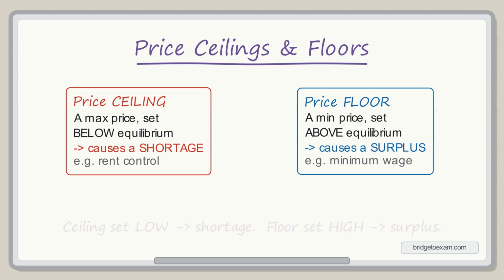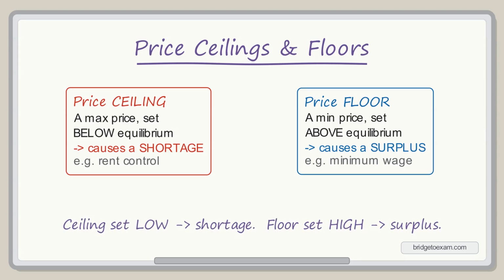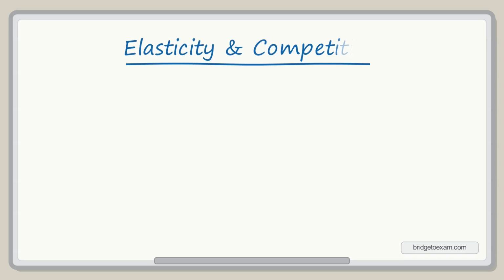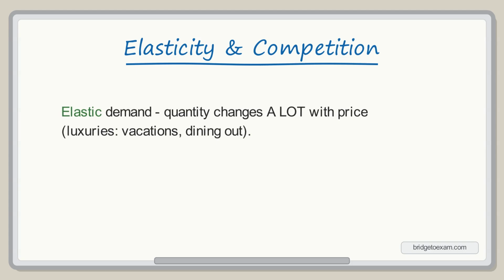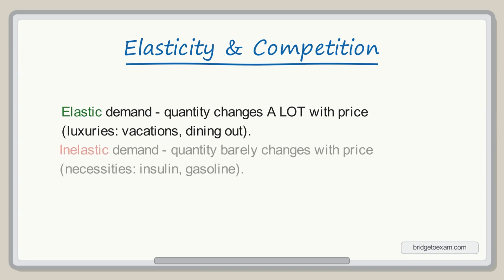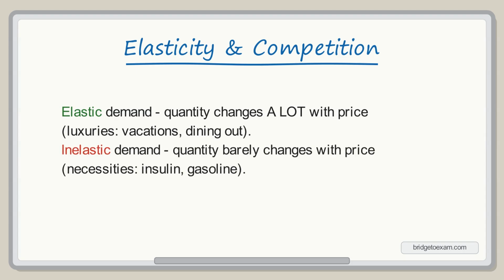Here's the memory hook. A ceiling is pushed down below equilibrium and causes a shortage. A floor is propped up above equilibrium and causes a surplus. One more idea. Elasticity. How sensitive buyers are to a price change. Demand is elastic when quantity changes a lot as price changes, like luxuries such as vacations or restaurant meals. People cut back fast when prices rise. Demand is inelastic when quantity barely changes, like necessities such as insulin or gasoline. People keep buying even when prices jump, which is why taxing these goods raises so much revenue.